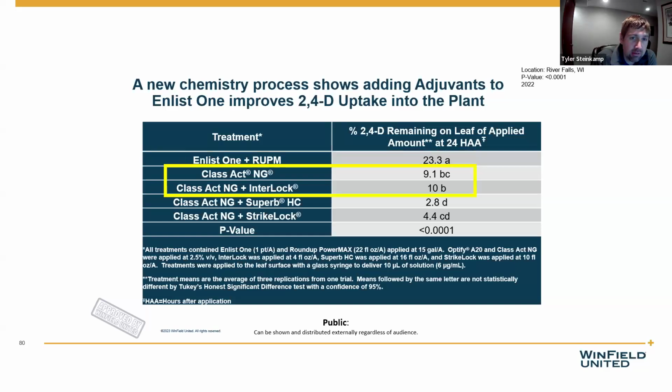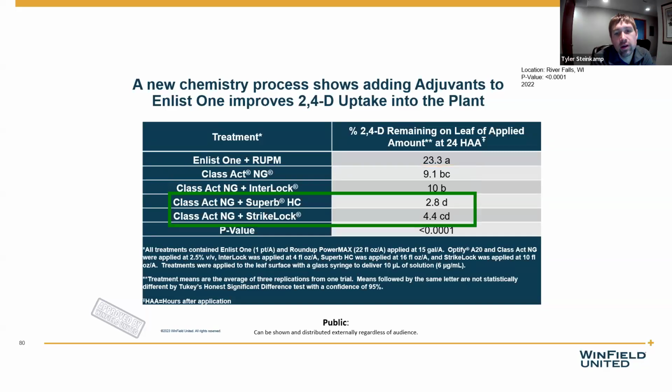Like we talked about last week, adding a water conditioner cut the amount that we left on the leaf by more than half. We went from 23% down to about 10%. That's pretty significant. And if we want to make it even better, we have to add in an oil, in this case either crop oil or an MSO. MSO is still going to be my lead recommendation.